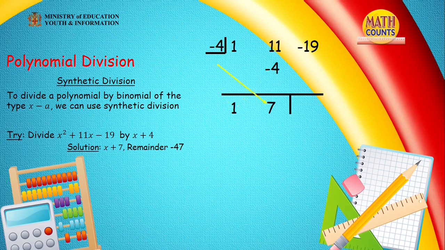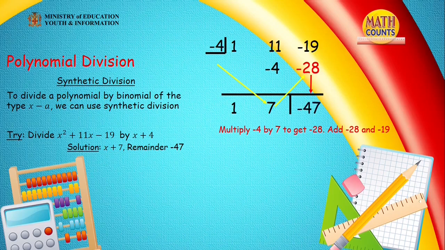Then we multiply negative 4 by 7 to get negative 28. I misspoke earlier. We add negative 28 and negative 19, and when we add negative 19 and negative 28, we get negative 47. Now, this is where students make their greatest error.